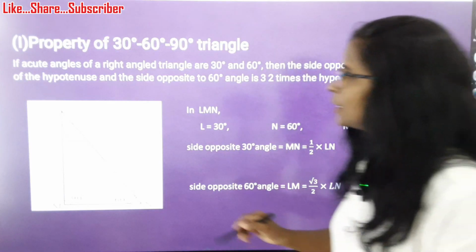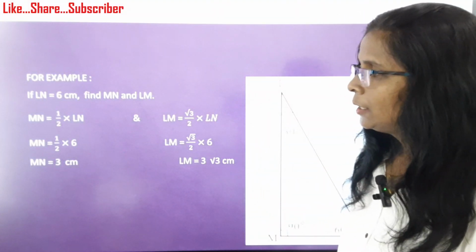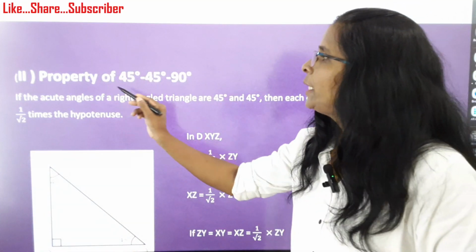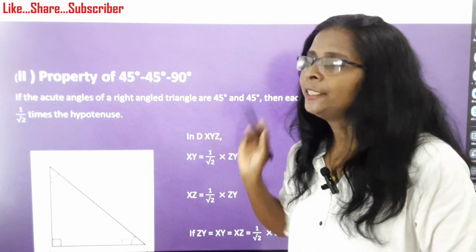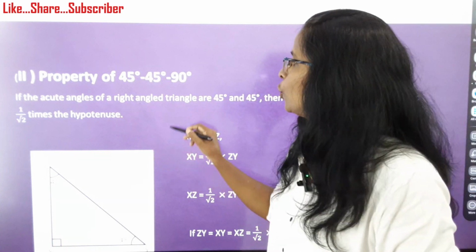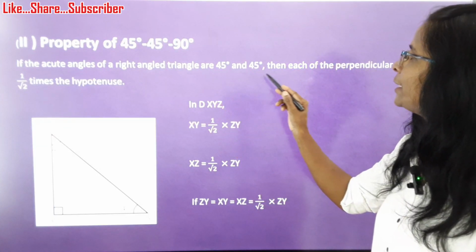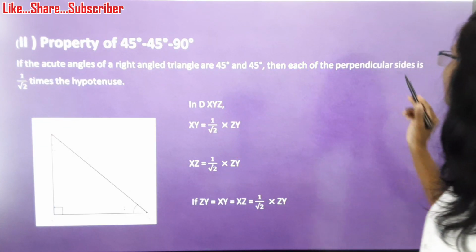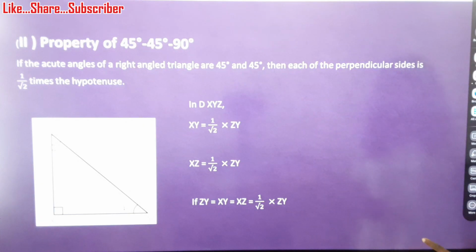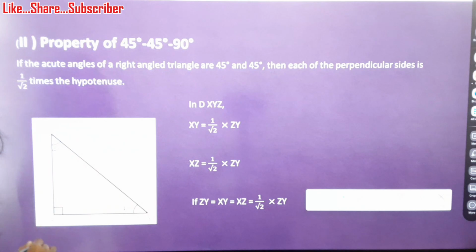So now here see the next one, that is the second property. That second property is that property of 45, 45, 90 degree. If the acute angles of a right angle triangle are 45 and 45 degree, then each of the perpendicular sides is 1 upon root 2 times the hypotenuse.